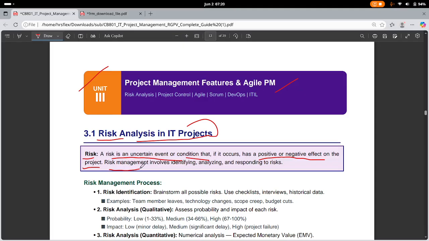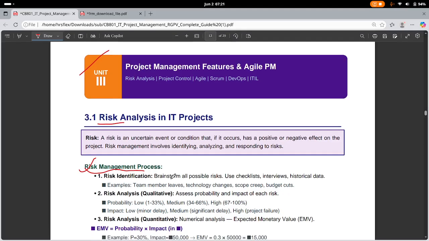So risk management involves identifying, analyzing and responding to the risk. It is very important. So we understood what risk is. When we are identifying, analyzing and responding to the risk, we need a certain process to manage it. That is why we are using risk management processes. So what are the risk management processes?